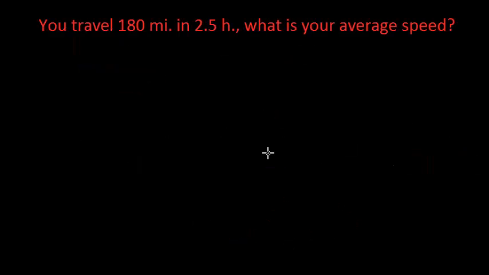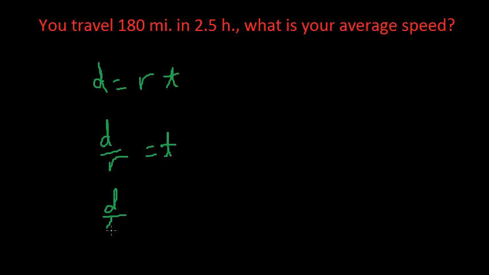Let's say you want to solve a motion problem like this. You're traveling 180 miles in 2.5 hours, and you want to know what is your average speed. To solve something like this, you first need to understand that distance is equal to the rate times time. This formula here, how far you travel is equal to how fast you're traveling for how long you're traveling. This formula can be arranged in a few different ways, either as d equals rt, or d over r equals t, or d over t equals r.